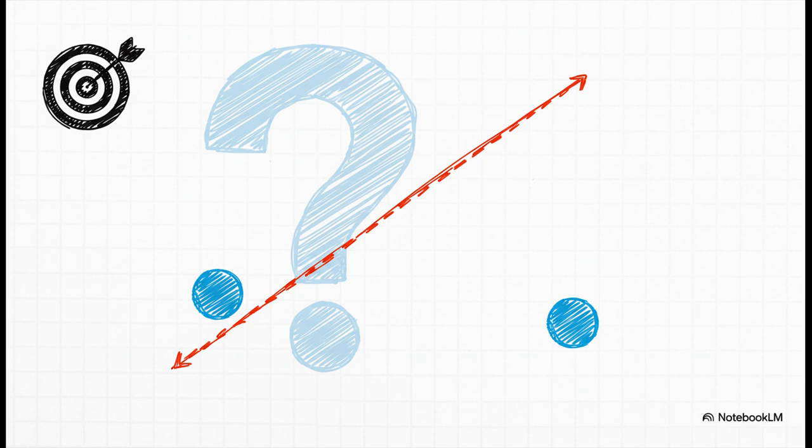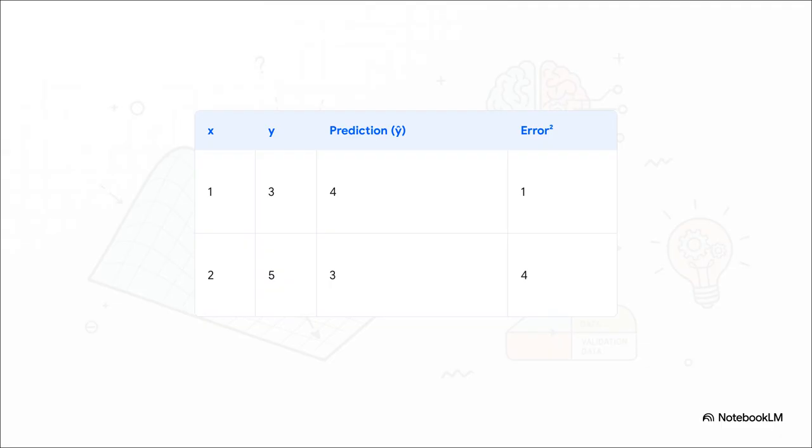Now, the machine has absolutely no idea where to even begin, so just like you would on a test you didn't study for, it just takes a wild random guess. Let's just say it pulls these numbers out of thin air. m is -1 and b is 5. So how did our random guess do? Well, let's look at the damage.